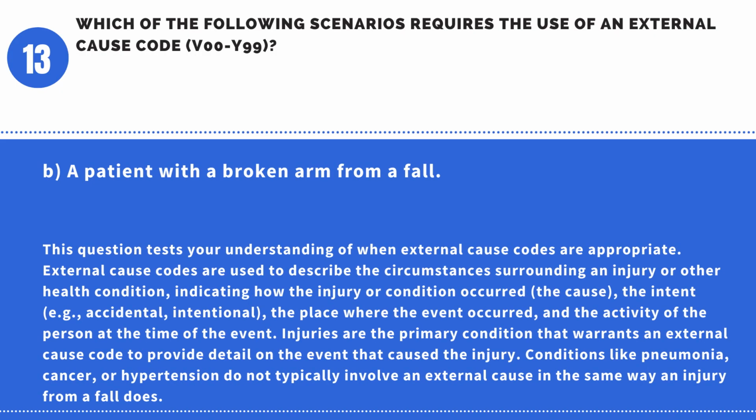Answer: B. A patient with a broken arm from a fall. This question tests your understanding of when external cause codes are appropriate. External cause codes are used to describe the circumstances surrounding an injury or other health condition, indicating how the injury or condition occurred, the cause, the intent, e.g., accidental, intentional, the place where the event occurred, and the activity of the person at the time of the event. Injuries are the primary condition that warrants an external cause code to provide detail on the event that caused the injury. Conditions like pneumonia, cancer, or hypertension do not typically involve an external cause in the same way an injury from a fall does.